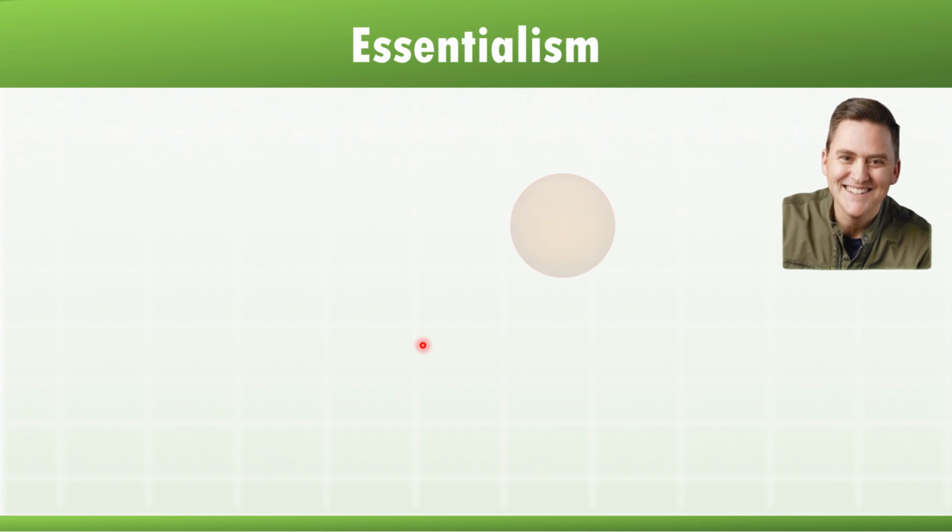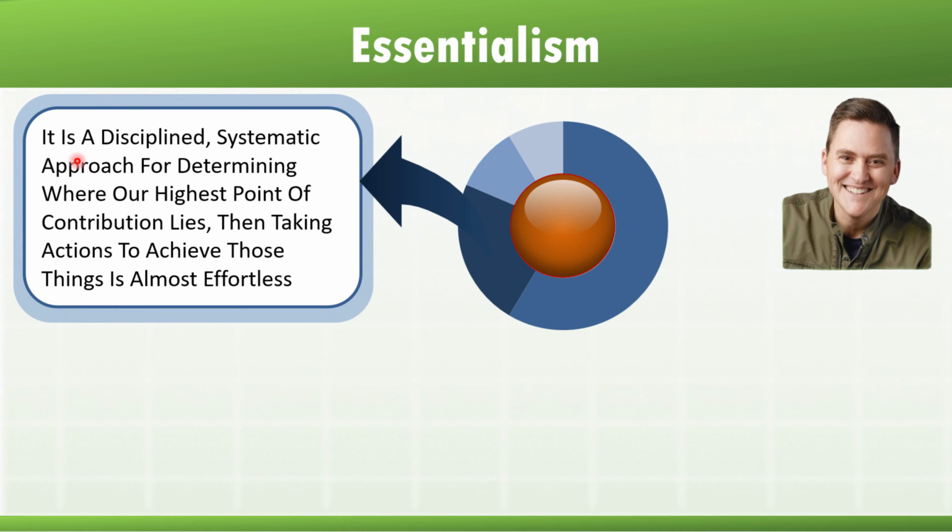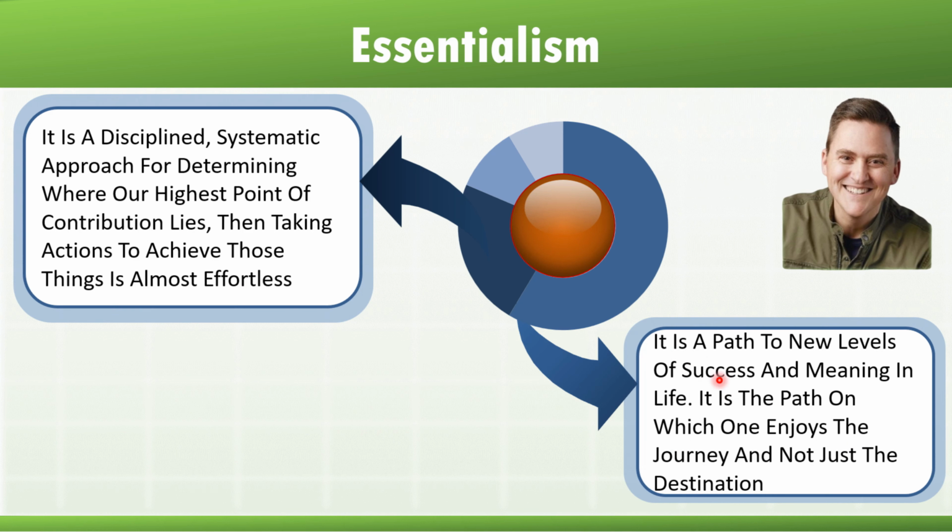So as per the author, the definition of essentialism is a disciplined and systematic approach for determining where our highest point of contribution lies. Then, taking actions to achieve those things is almost effortless. He also says that it is a path to a new level of success and meaning in life. It is the path in which one enjoys the journey and not just the destination.